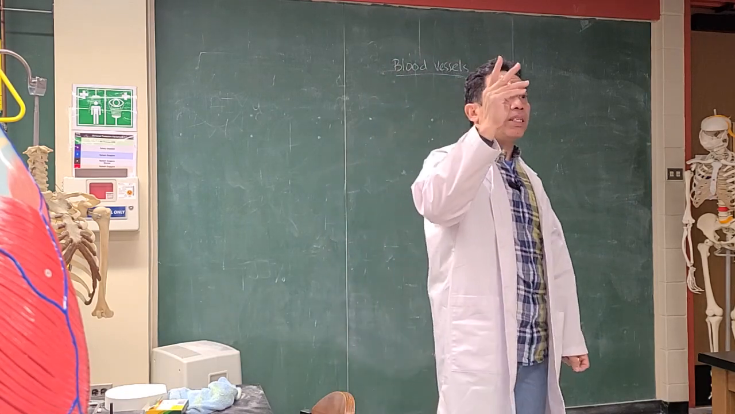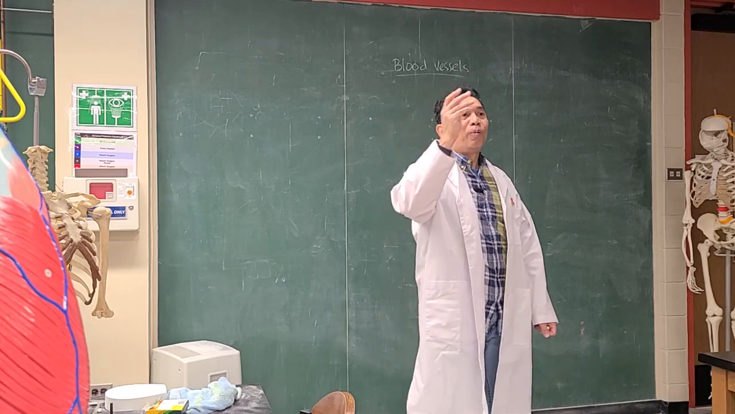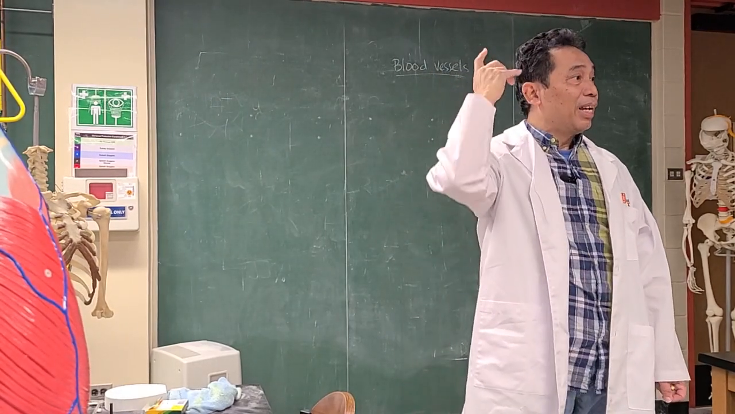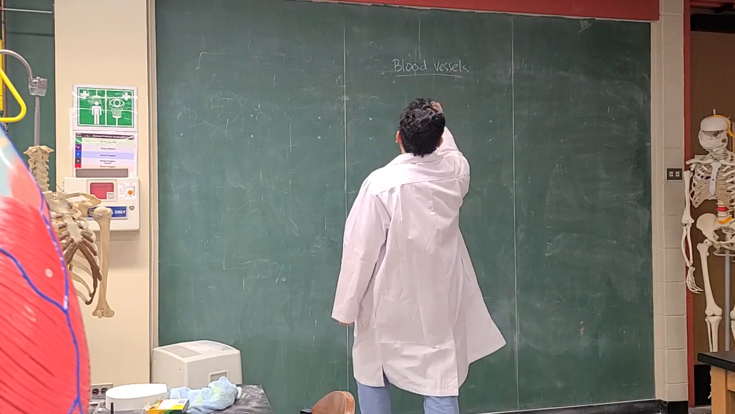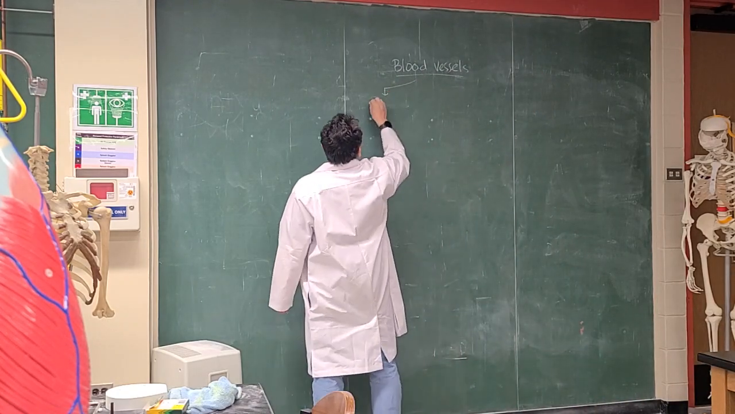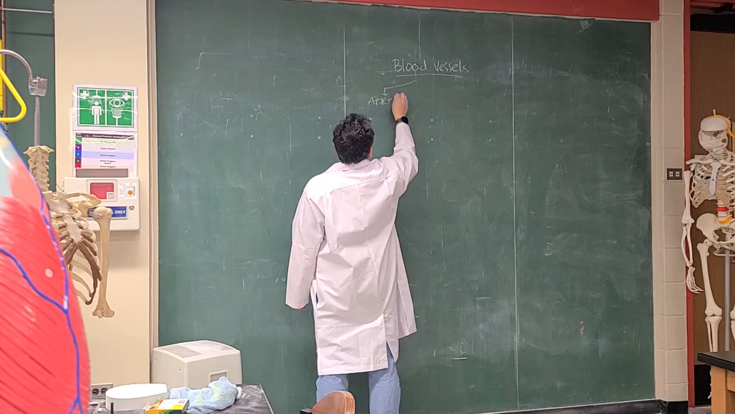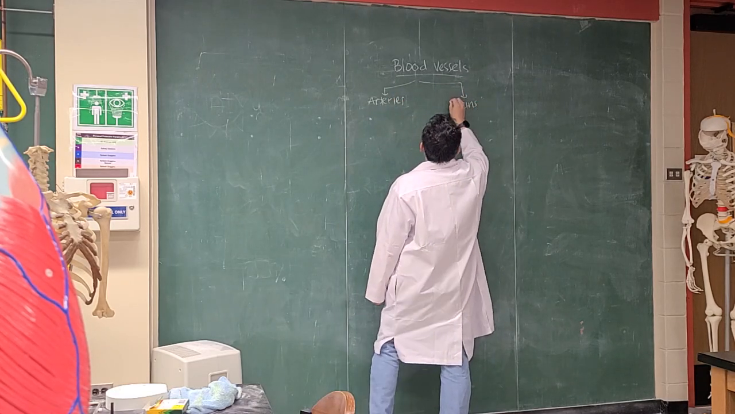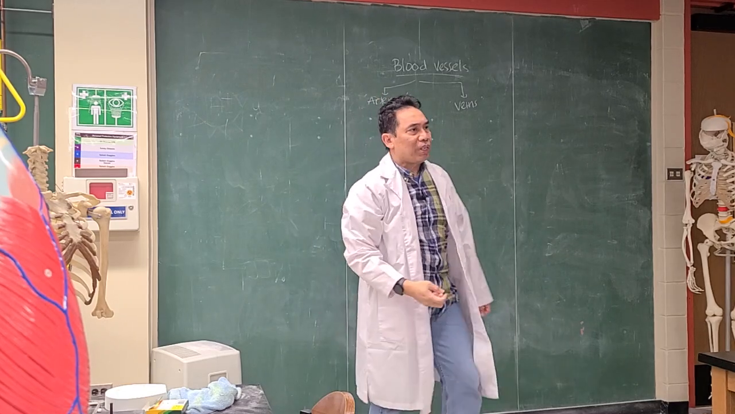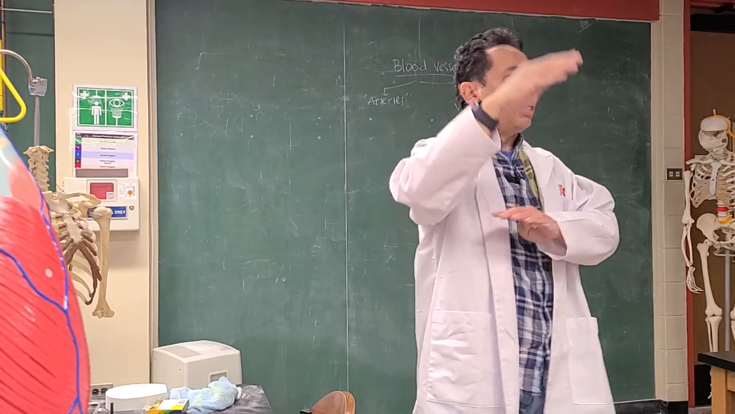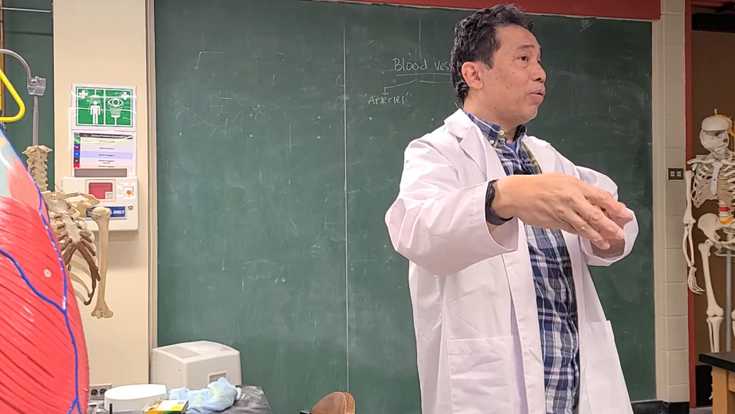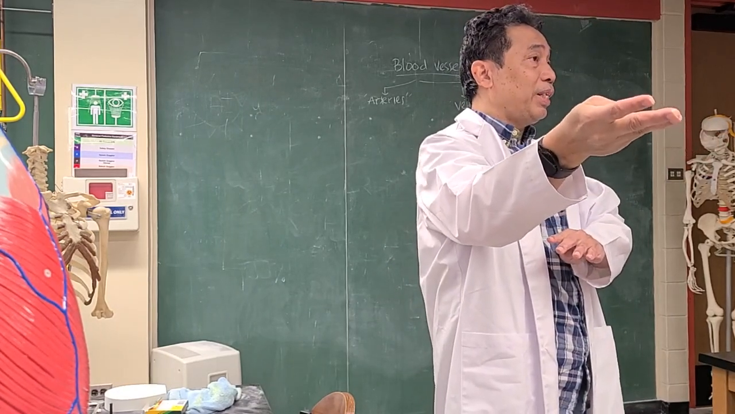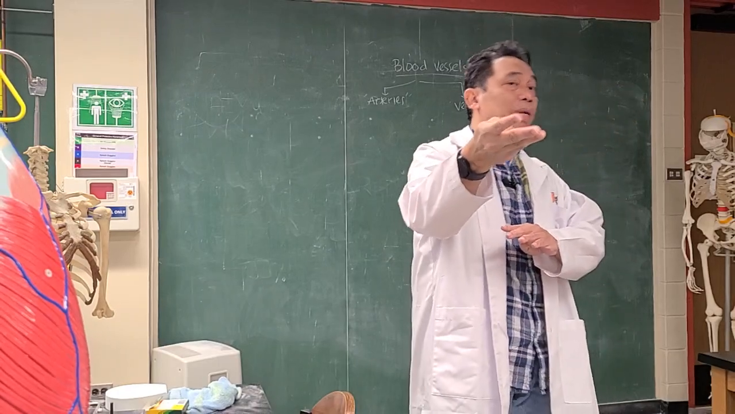There are two types of blood vessel. You still remember? What are the two types of blood vessel? Arteries and veins. Okay. Arteries are the blood vessels that take the blood from the heart to the tissue. The vein is the one that returns the blood from the tissue to the heart. Okay, that's the definition of these two different blood vessels.